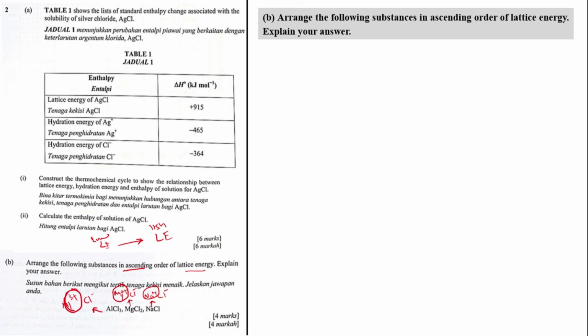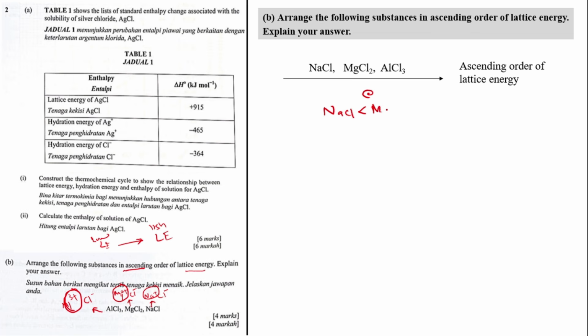So in order to put that into words, let us start with making the sequence first. As what I said, NaCl is going to be the lowest, followed by MgCl2, and then followed by AlCl3. So we're going to make a comma, and then we're going to make an arrow, and we're going to put it as the ascending order of the lattice energy. Or alternatively, you can also write that as NaCl is lower than MgCl2, and AlCl3 is greater than MgCl2 and greater than NaCl. So both of these ways are accepted.